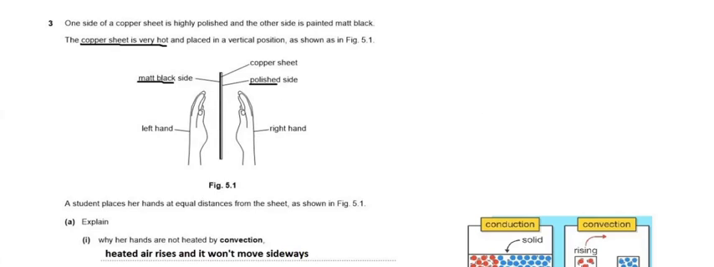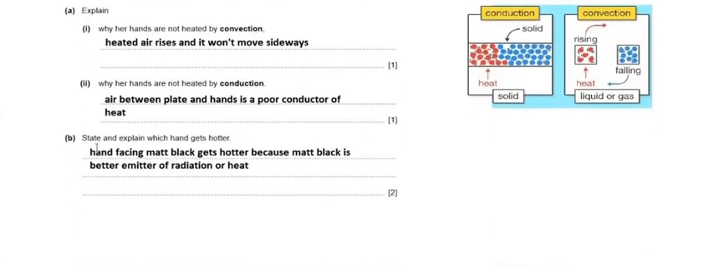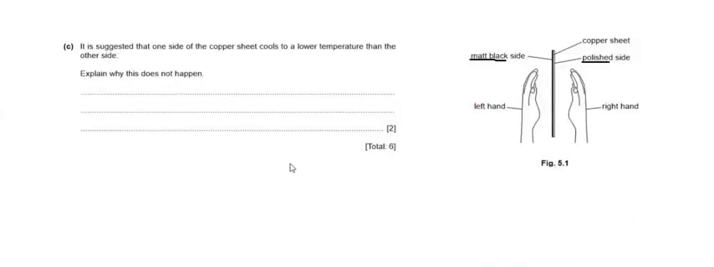So I hope you understood part B of the question. Now we'll move towards the next part. Part C of the question: it is suggested that one side of the copper sheet cools to a lower temperature than the other side. But explain why this does not happen.